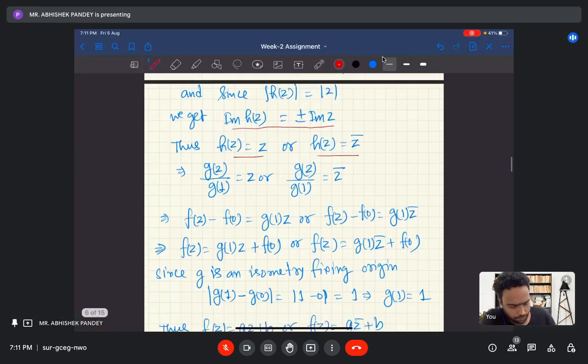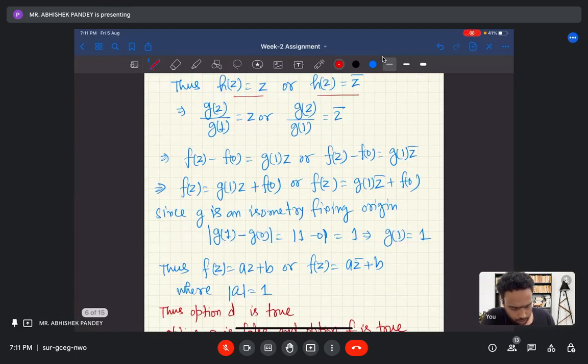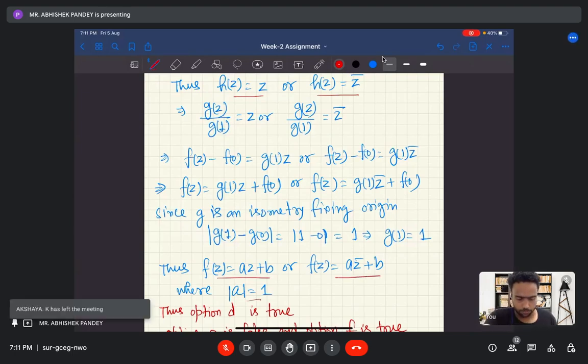So from this, after the calculation, you will get every isometry f is nothing but az plus b or a z bar plus b, where mod of a equals 1. Fine.